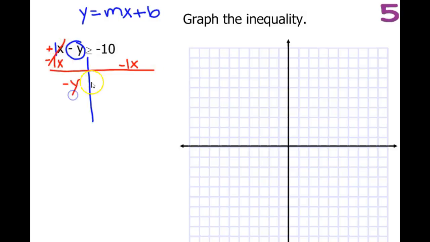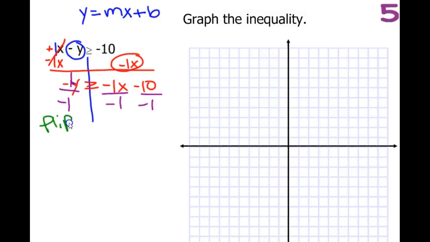So you have negative y is greater than or equal to, write our x's first, -1x minus 10. And then this is a -1. To get rid of that -1, we have to divide everything by -1 because it's multiplied. Whenever we multiply or divide by negative, we have to flip our inequality. So we have y is less than or equal to, two negatives here make a positive, 1 over 1 is just 1x. And here, two negatives again make a positive 10.